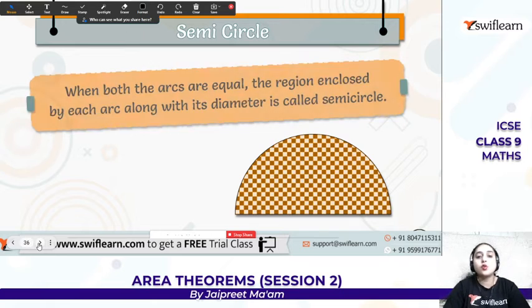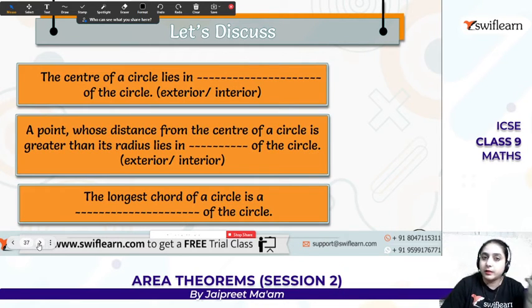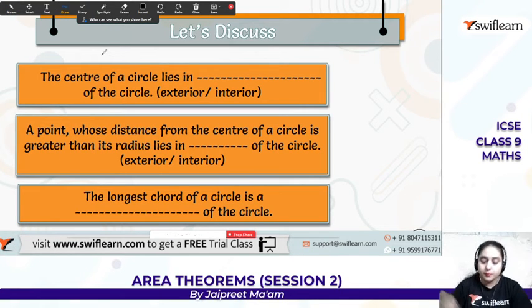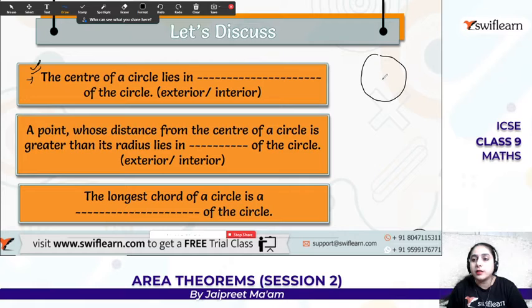So we have learned so many terms related to the circles. Let's have a quick quiz, or let's solve some questions. The center of the circle lies. Center of the circle will be interior or exterior? This is a circle and the center is interior. Correct. A point whose distance from the center of a circle is greater than its radius lies.